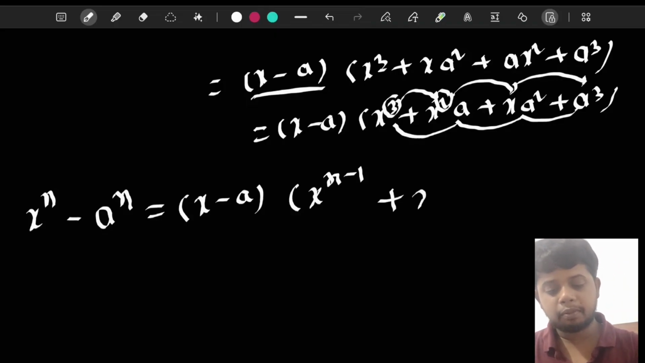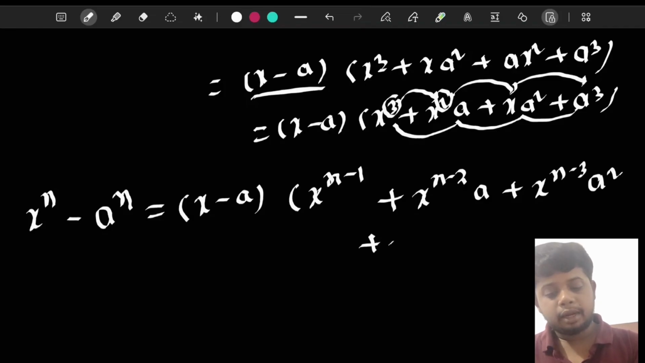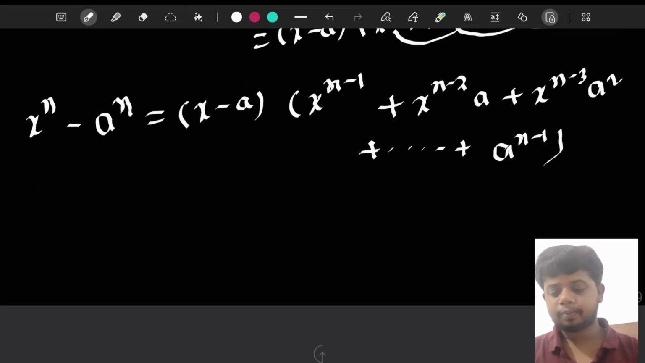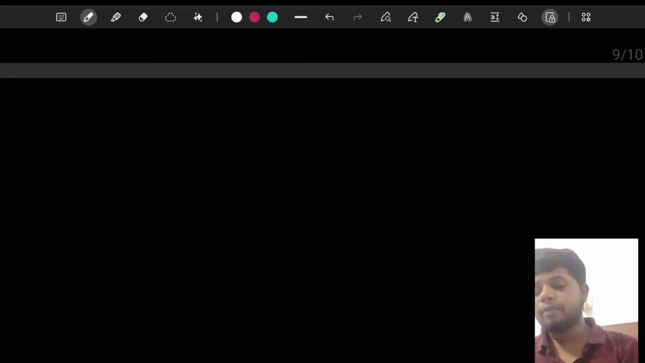x power decreasing and a power increasing. That means here what will come? x power n minus 2 into a. Here what will come? x power n minus 3 into a square. And like that, when it goes on, it will come to a power n minus 1. I'll say correct.